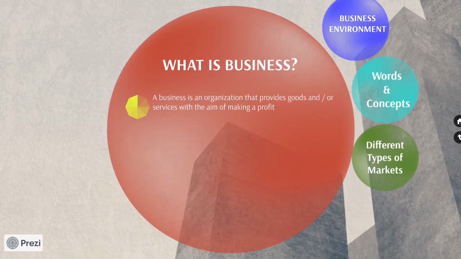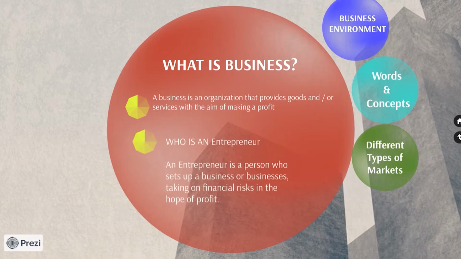Okay? So we're going to look at entrepreneur. Who is an entrepreneur? Now, an entrepreneur is a person who sets up a business or businesses taking on financial risk in the hope of making a profit. Now, such a person is usually innovative and may create new products, or they can also offer unusual services, or maybe introduce a new technology or new method of production. You get my gist. Okay, so moving on.